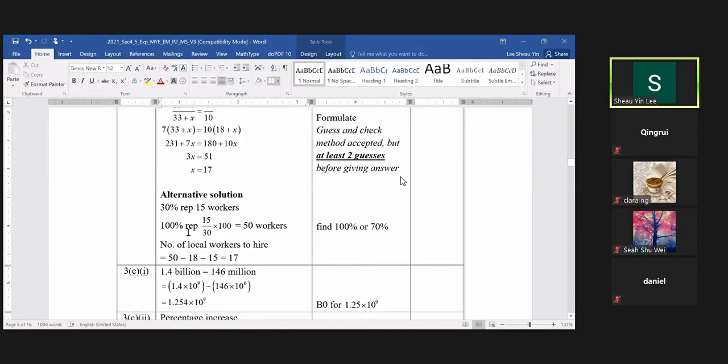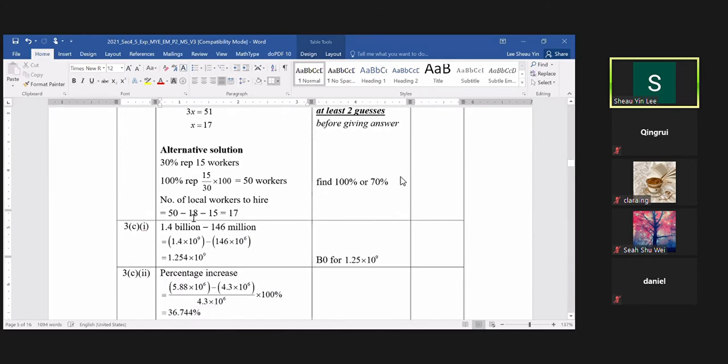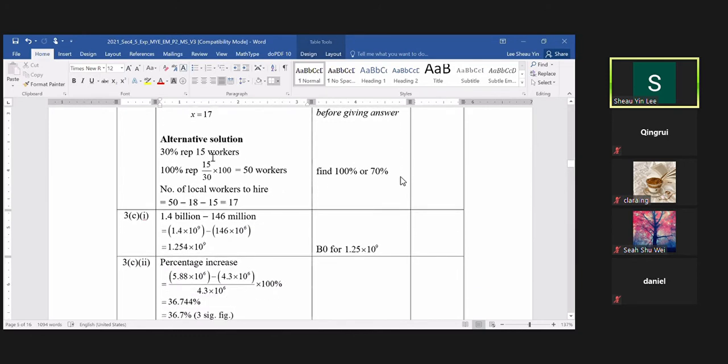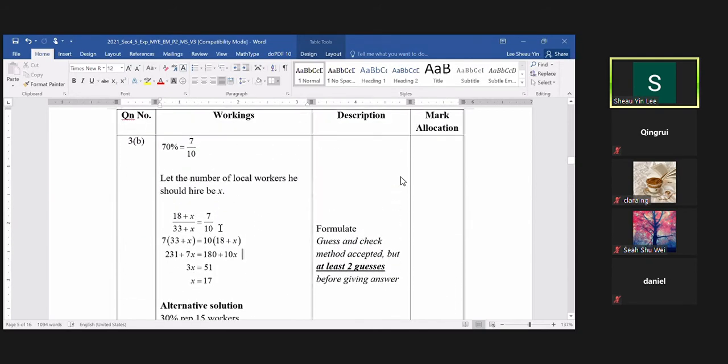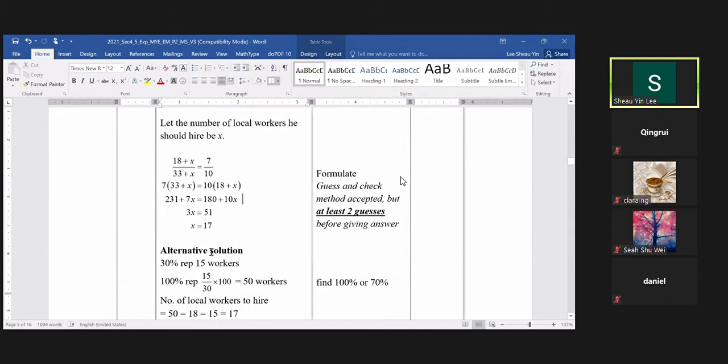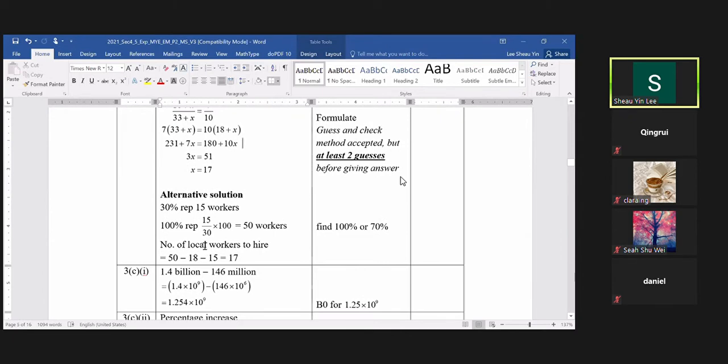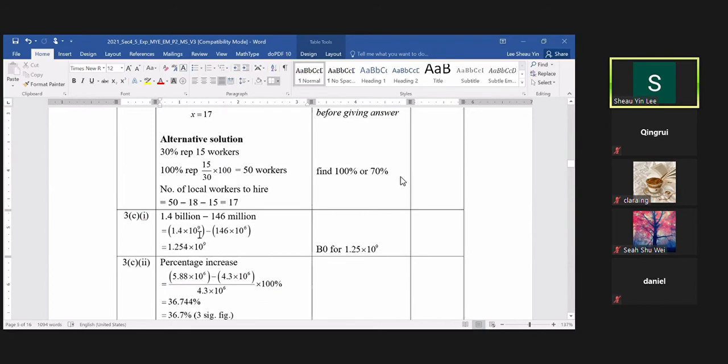Actually, many people solve in this way, whereby you solve by the proportion method. Something represents something, 100% represents something, something minus something becomes 17. It's actually okay. You don't really need to formulate until algebra like that. If you want to go this way, it's fine. A lot of you go by proportion, representing, and I think it's fine. It doesn't matter.